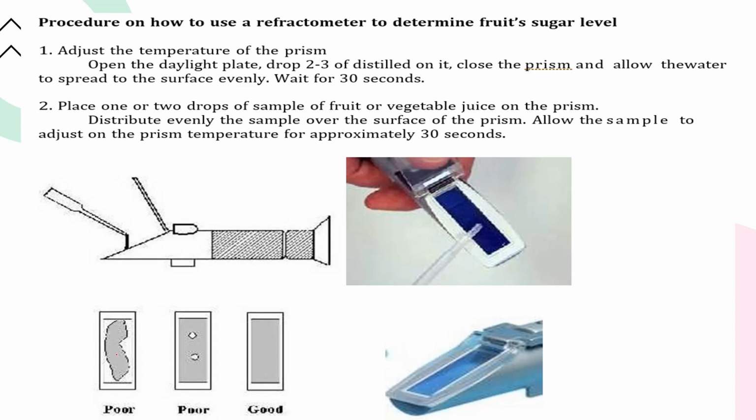So, ito dapat yung pagkakalagay ng sample sa prism. Ito, ibig sabihin, buong prism meron. Hindi ganito na hiwa-hiwalay or hindi na-occupy lahat ng prism. Ang prism, itong pinaka-blue na to.